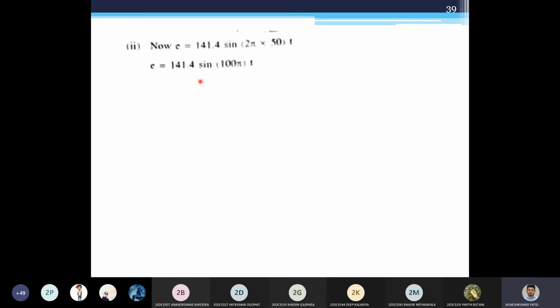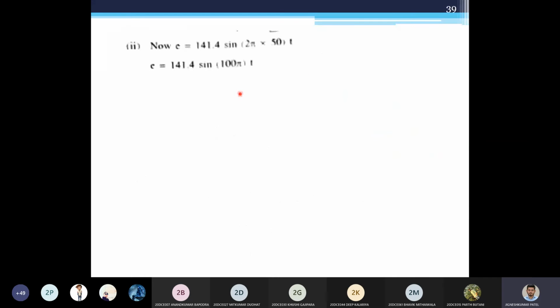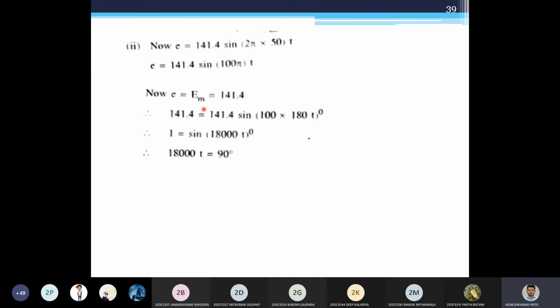Now we have to find out the time to reach the maximum for the first time after 0. What we are going to do is calculate the point of maximum first, when it becomes maximum. So let me draw it for you and explain what we are doing.